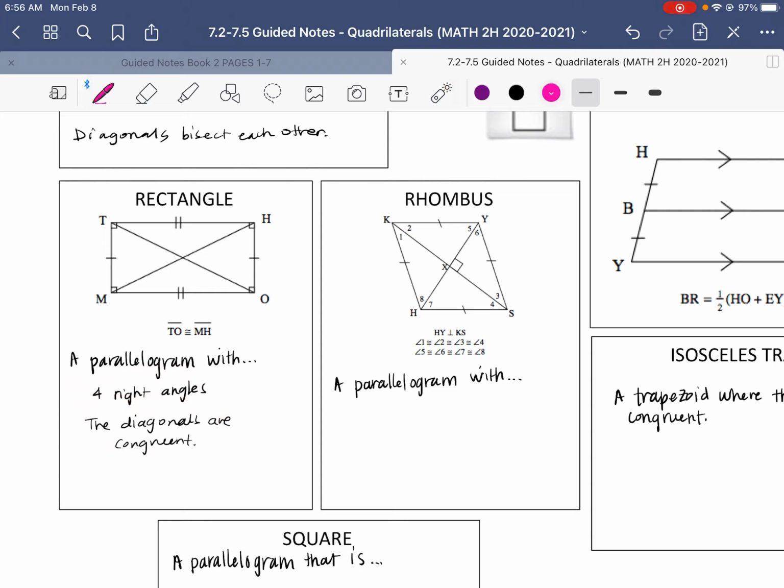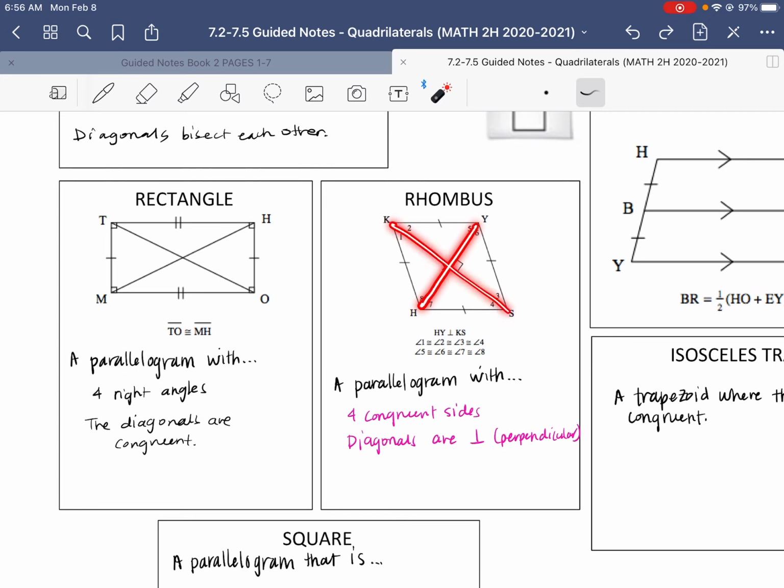A rhombus then is a parallelogram with 4 congruent sides. Okay. And the diagonals on this one are actually perpendicular. This little symbol means perpendicular. So you'll notice here, these diagonals are crossing, oops, that looks terrible, these diagonals right here are crossing at a 90-degree angle. So as soon as you make all of these sides the same length on a parallelogram, it creates perpendicular diagonals, which is really cool.